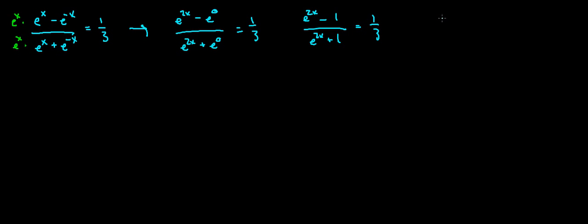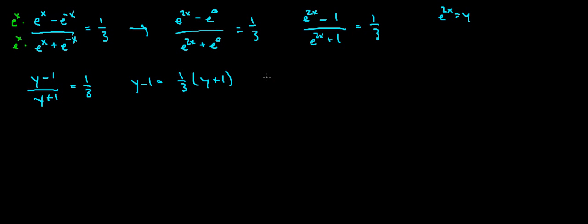I'll substitute e to the 2x is equal to y. So I'll make the substitution, and I'll get y minus 1 over y plus 1 is equal to 1/3. I can multiply this over to the other side. So I get y minus 1 is equal to 1/3 times y plus 1. Distribute that. y minus 1 is equal to 1/3 y plus 1/3.